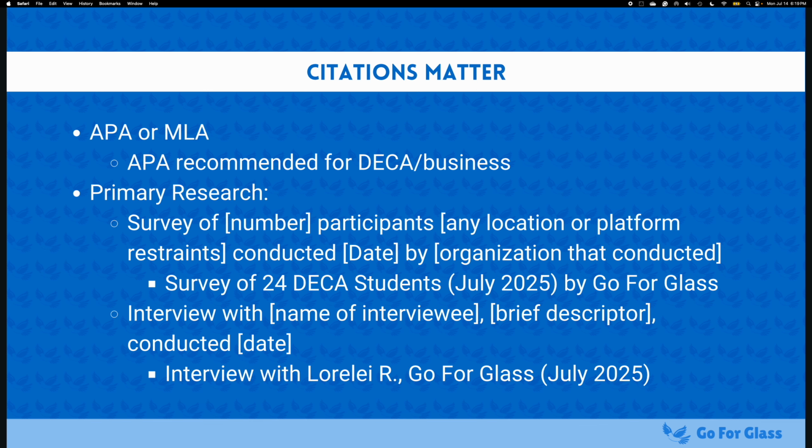For surveys, we can generally follow this format: Survey of [number] participants, [your location or platform], conducted by [who conducted it], [date]. So for example, I could say there was a survey of 24 DECA students, July 25th, by Gopher Glass. I might even go so far as to say, by Lorelei R. on behalf of Gopher Glass. And this, by the way, is just a basic citation model that fits both APA and MLA. You'll have to rewrite it to fit them perfectly, but just do this as you go.